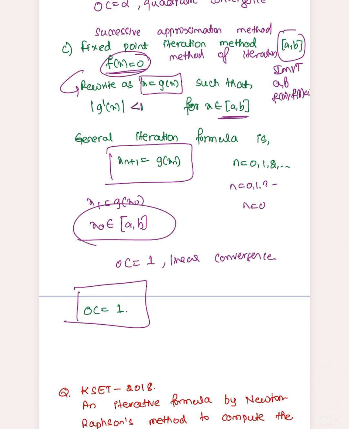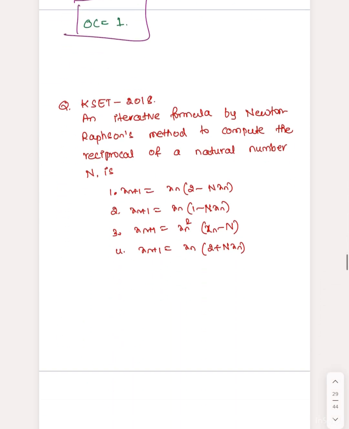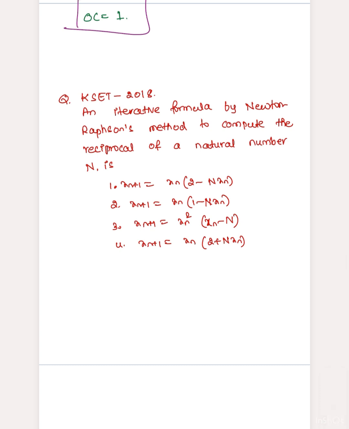Now we will see some questions on these open end methods which have been asked in previous competitive exams. The first question is from KSET 2018, which says an iterative formula by Newton-Raphson method to compute the reciprocal of a natural number n is. We have some options. Xn plus 1 is equal to xn into bracket 2 minus n xn. Second option, xn plus 1 is equal to xn into bracket 1 minus n xn. Third option is xn plus 1 is equal to xn square into bracket xn minus n. And fourth option says xn plus 1 is equal to xn into bracket 2 plus n xn.